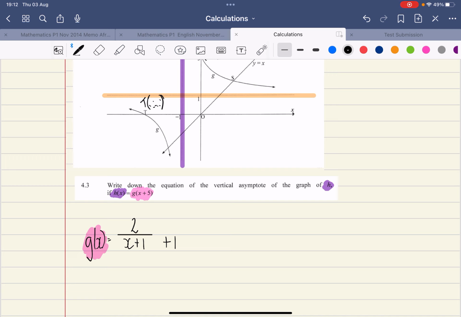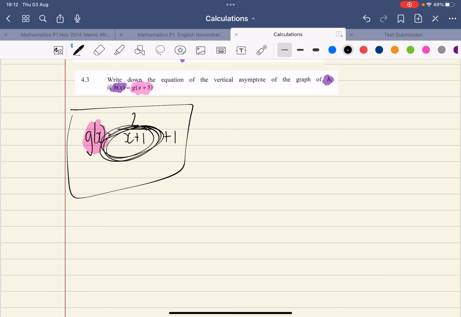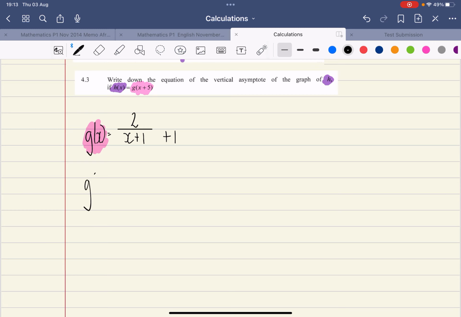So if it says h of x is a new function and h of x equals g of x plus 5, which is a different function, what that's trying to say is in our original g of x, our x has had 5 units added to it in some way, left or right, but 5 has been added to the x. So this is really just a matter of saying g of x equals 2 over x plus 5, in brackets. Brackets are important. Plus 1.